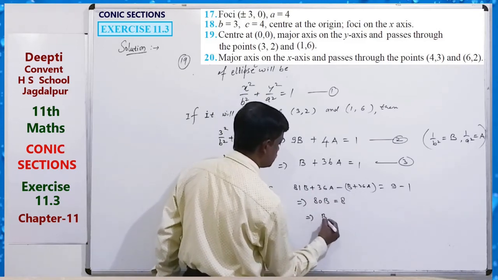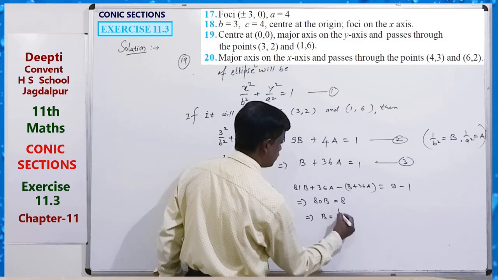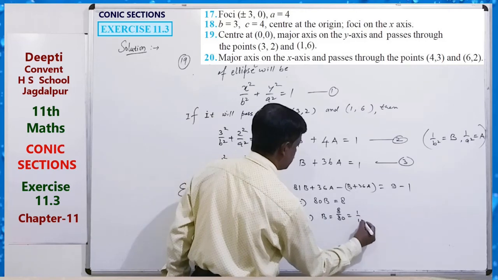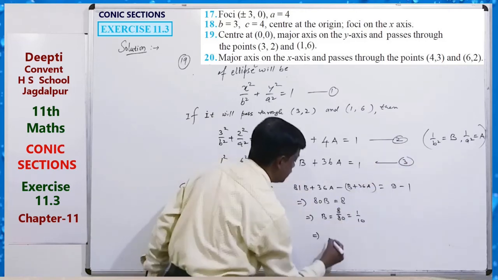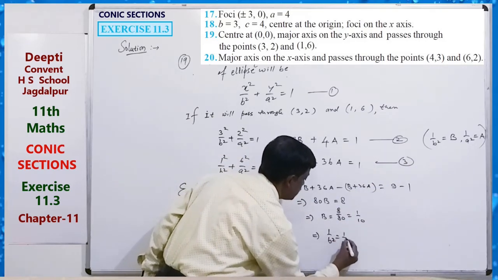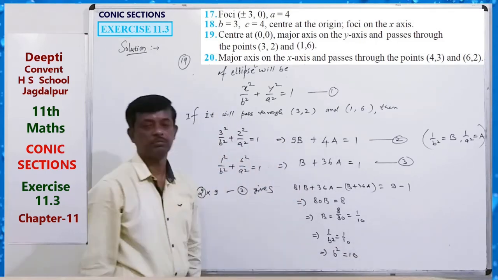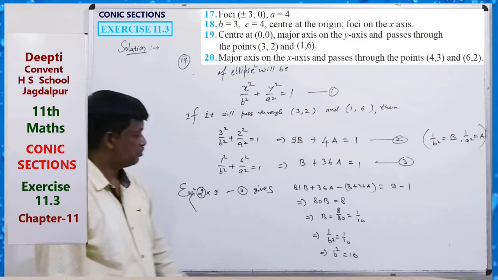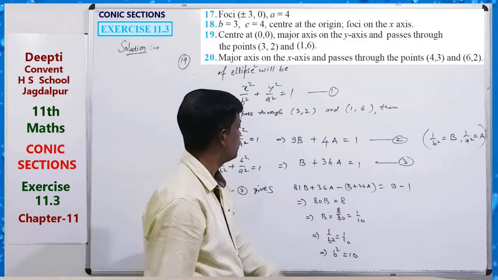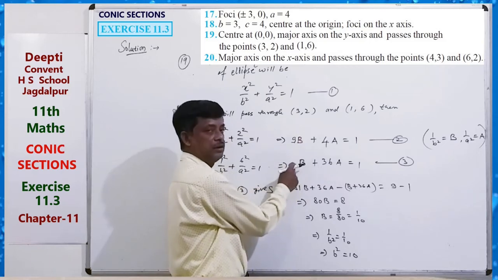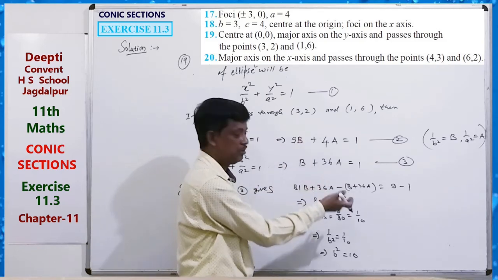So B equals 8 by 80, equals 1 by 10. So 1 by b square equals 1 by 10, means b square equals 10. So capital B equals 1 by 10. You can put here 1 by 10 and then you can solve.